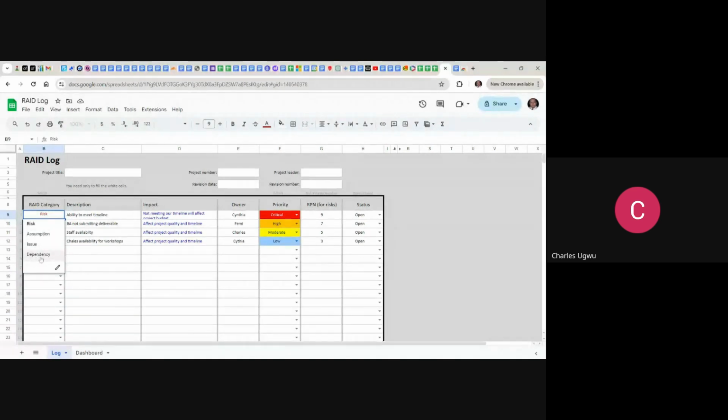And dependency, no, it can't be a dependency because it's not an activity that is depending on any activity. So it cannot be a dependency. So it can be a risk that, when it happens, can put our project out of alignment. So you see a drop down here, we select risk. And then we'll come over here.